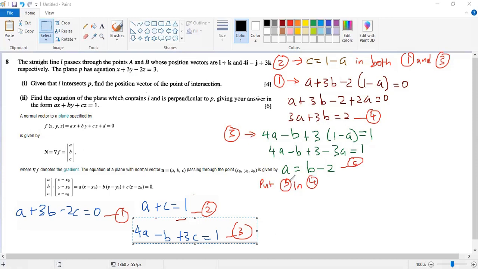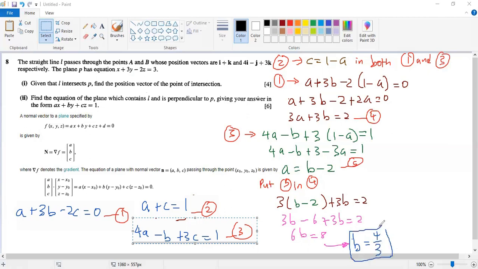Then this becomes 3a plus 3b equals 2, and a is b minus 2. Let's solve this one. So 3b minus 6 plus 3b equals 2. 6b equals 8. From which we can deduce our first value for the equation of the plane, which is b equals 4 over 3. Yay, we got b as 4 over 3.